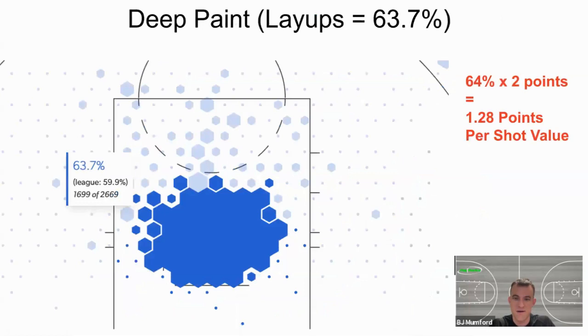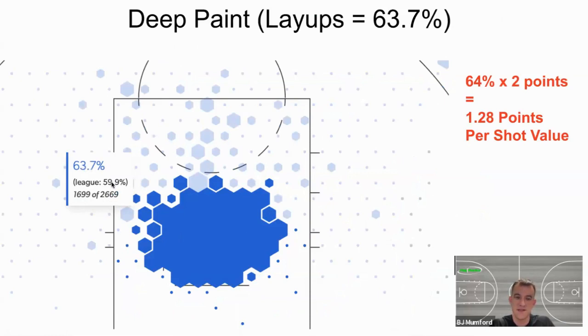I'll explain more. So let's talk about the points per shot value. This is the deep paint. This is the dark blue area where they've taken the most shots. They made almost 1,700 out of 2,669 shots.